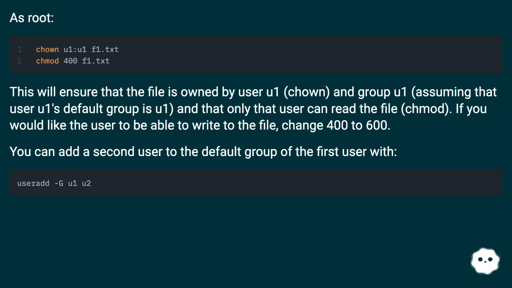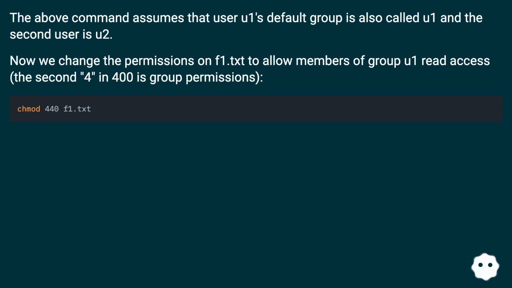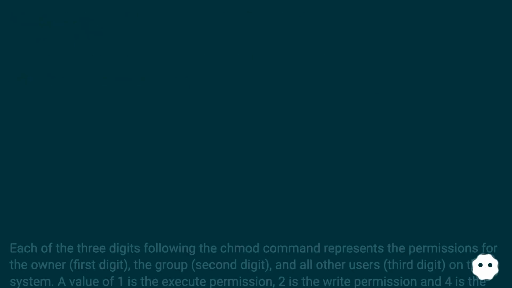You can add a second user to the default group of the first user with the following. The above command assumes that user U1's default group is also called U1 and the second user is U2. Now we change the permissions on f1.txt to allow members of group U1 read access. The second digit in 400 is group permissions.